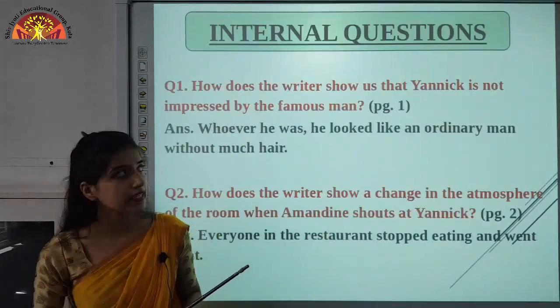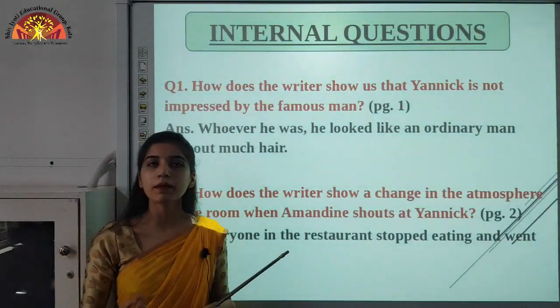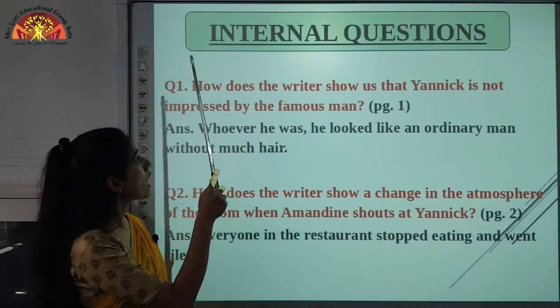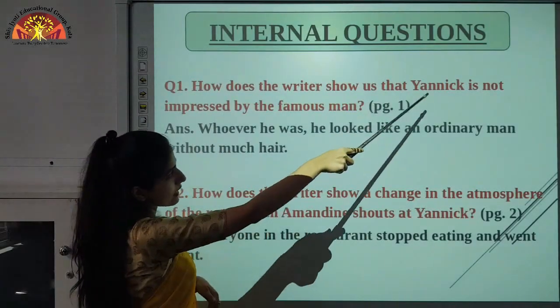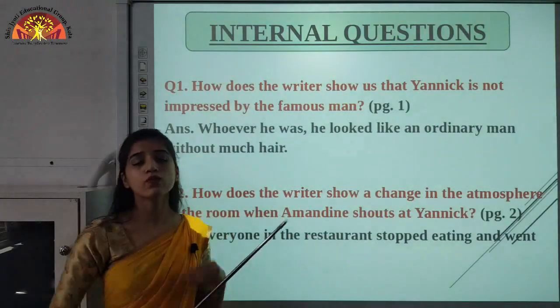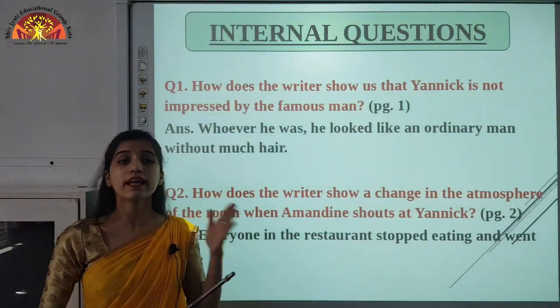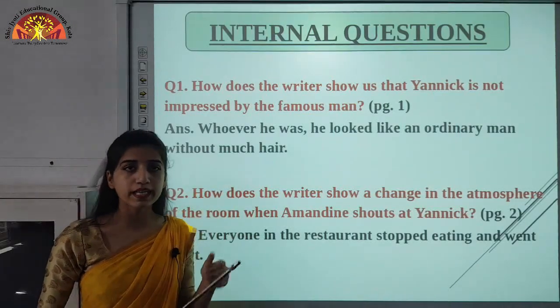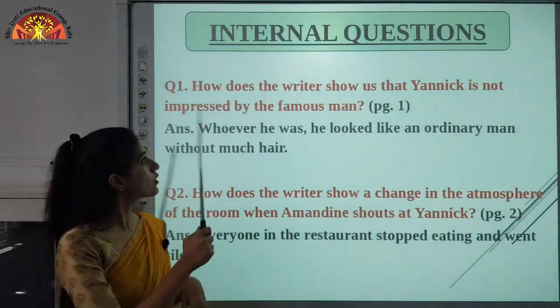Now we are going to read the internal questions. Hold a pencil in your hand and mark these questions. Question 1, how does the writer show us that Yannick is not impressed by the famous man? Students, this question is given on page number 1. On the left hand side you can see, below the word meanings, this question is written over there. You can mark this question.